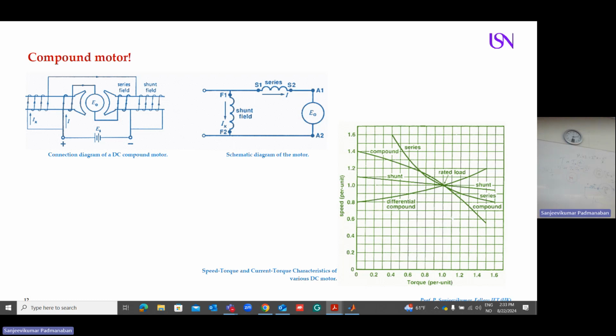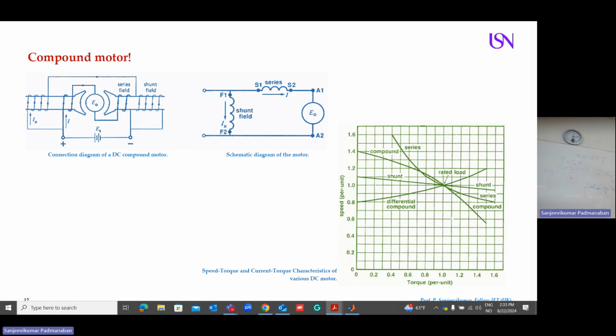Here on the x-axis, we have torque. On the y-axis, we have the speed. Torque varies from 0 to 160%, and the speed varies from 0 to say 160%. Let us see different motors. For example, this is the characteristic for a differential compound motor. You can have a look at 0 torque: you have 80% speed. As the torque increases, the speed increases, and around 100% torque, you get 100% speed.